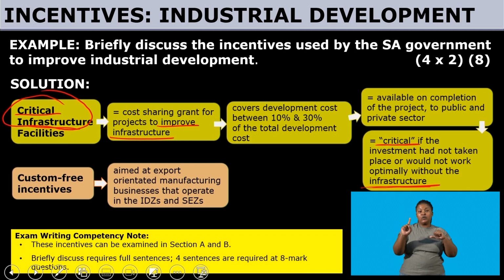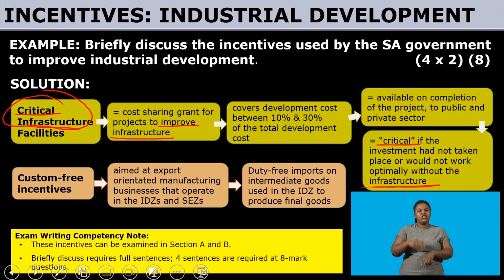Another incentive is the customs-free incentive, or the duty-free incentive. This one is aimed at export-oriented manufacturing businesses that operate in the IDZ. So businesses will be attracted to locate in the IDZ because they realize that they can export and import goods and raw materials free of duty. So all those tariffs, all those import and export duties are removed if a business locates itself in an IDZ.